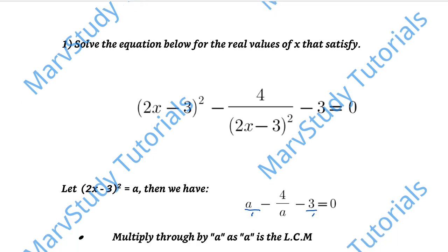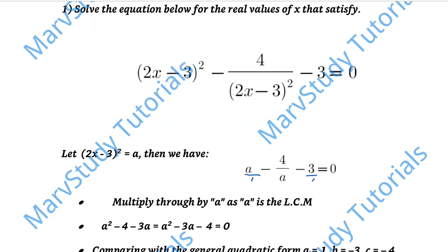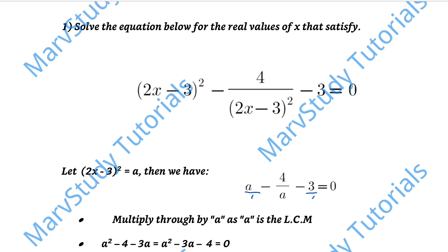So if we multiply through by a, a times a is going to give us a², right? 4 over a times a is going to give us -4. And -3 times a is -3a. So we have basically this. Having this, we have a² - 4 - 3a, which is same as a² - 3a - 4, which is in resemblance to the general quadratic form.